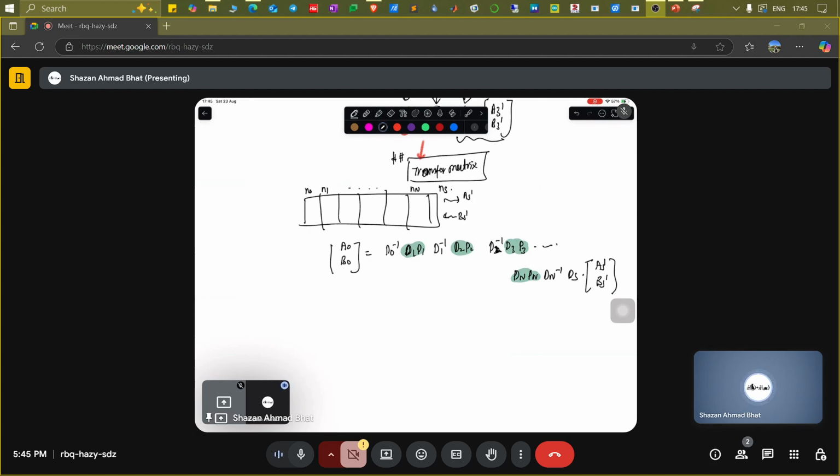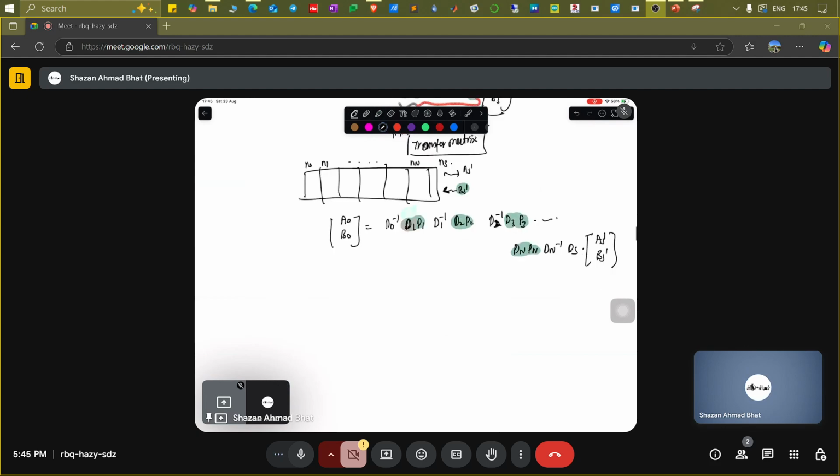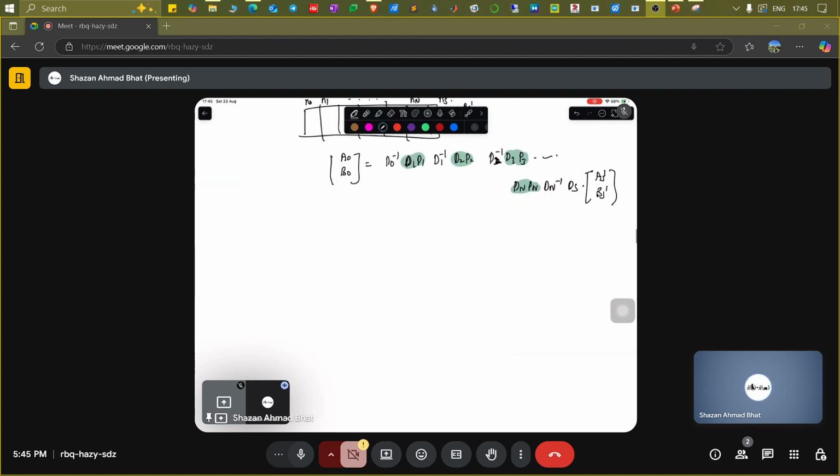Obviously, if there is nothing coming back, then this Bs dash component will be equivalent to zero. But that is basically how you solve it. So there's a trend. That means this can be written as D0 inverse, the continuous product of D alpha, P alpha, D alpha inverse, where alpha goes from 1 to n, and you have Ds, As dash, Bs dash. It is as simple as that.